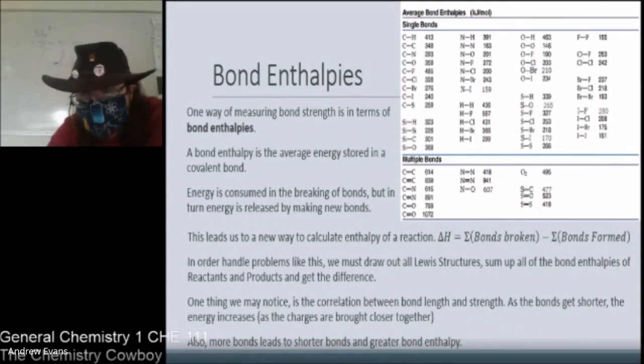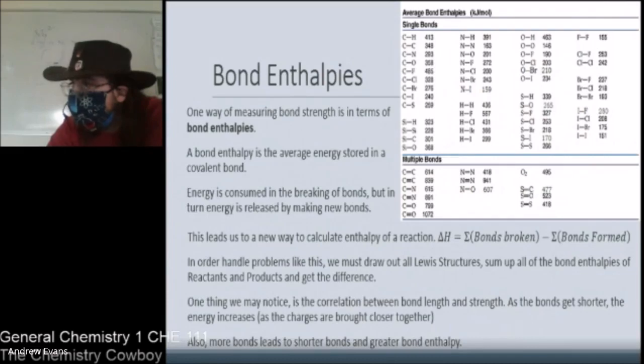And the final thing we will worry about in this chapter is calculating bond enthalpy. So this is the first time we're going to touch back on the math. Technically, if you're following along in the book, they put this back in a different chapter.